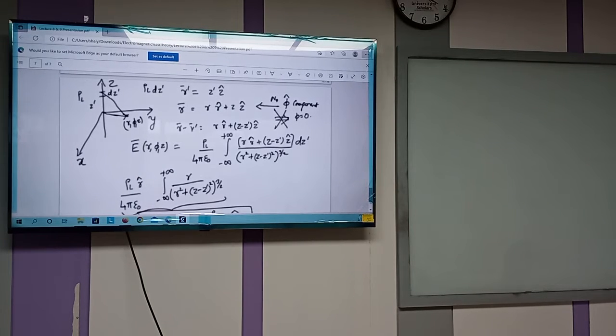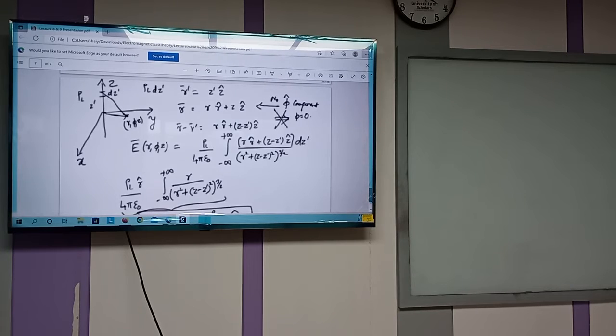Good morning, class. Let us solve one problem with infinite line charge. We considered the infinite line charge problem earlier, right? We are going to revisit the same problem and learn how to use the cylindrical coordinate systems. This is sometimes called circular cylindrical coordinates. It does not really matter, okay?